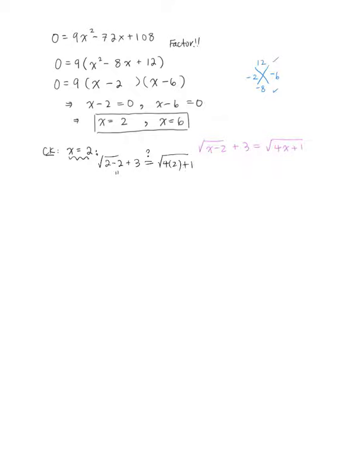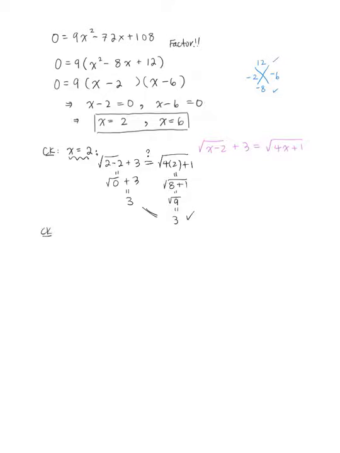All right, computing the left of it. We're going to have the square root of 0, plus 3, which is 3. And here we get the square root of 8 plus 1, which is the square root of 9, which gives 3. So it matches up. Therefore, we get to keep x equals 2 as a solution to this equation.